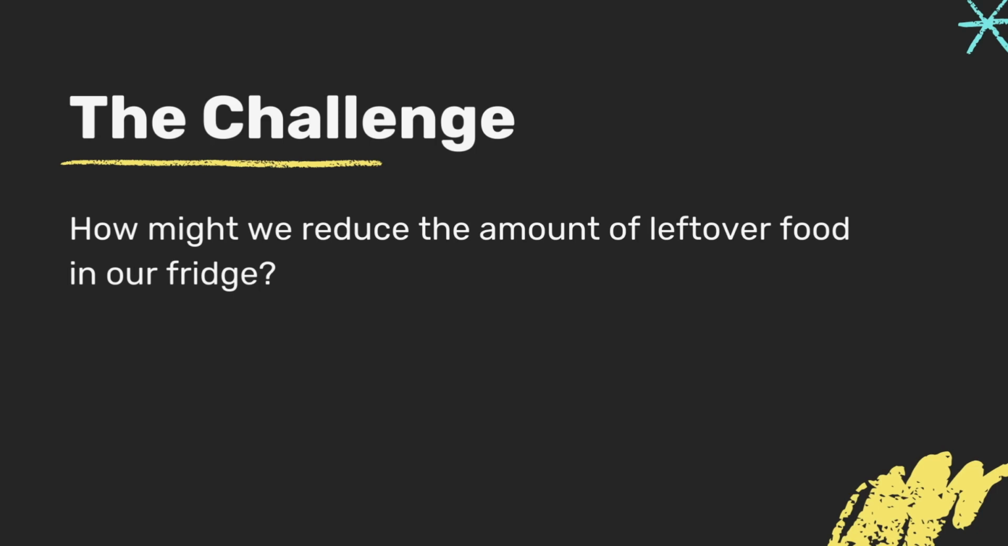Now in this case, I'm already going through the convergence phase in the double diamond framework, and I'm already deducing it down to one how might we statement. And in this example, I'm using the challenge, how might we reduce the amount of leftover food in our fridge? Now, notice that I'm not focusing on the solution or the particular app yet. So I'm really just formulating a how might we statement so that we can formulate our hypothesis moving forward.